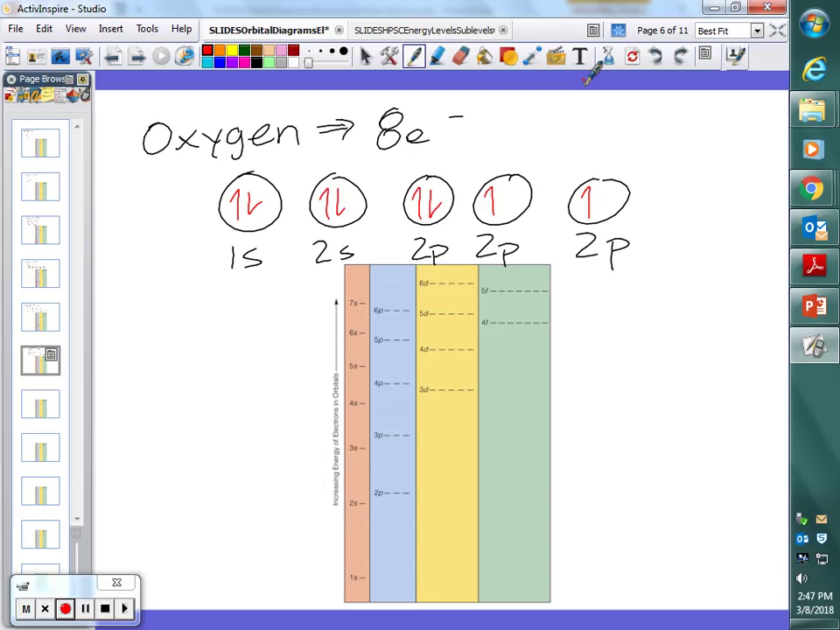So that's the equivalent of filling a 2p orbital before you fill a 1s orbital, right? Does that make sense?